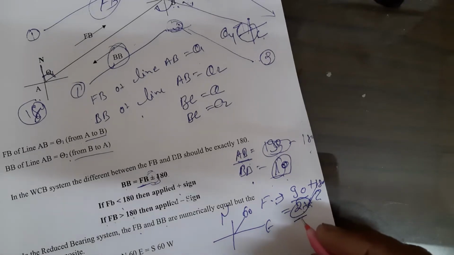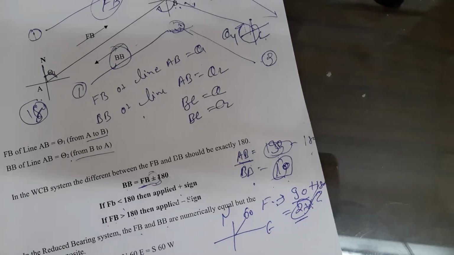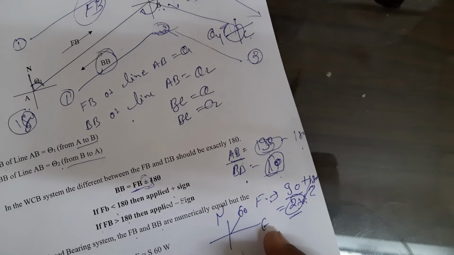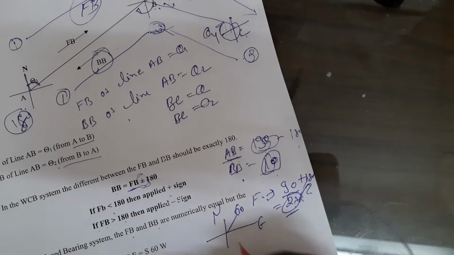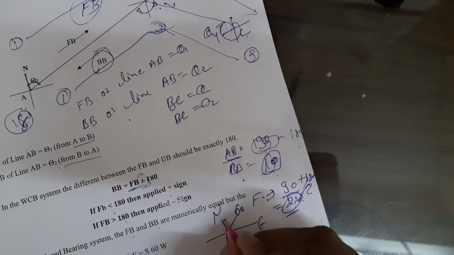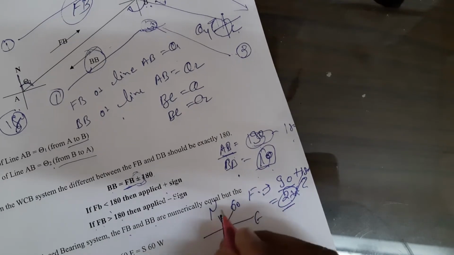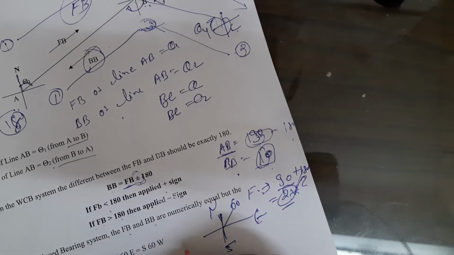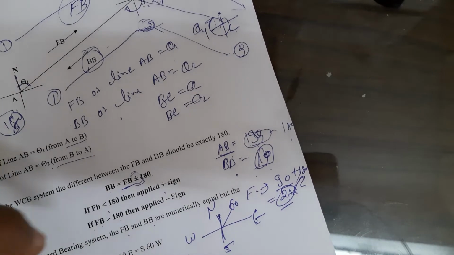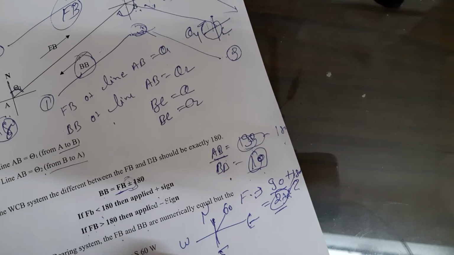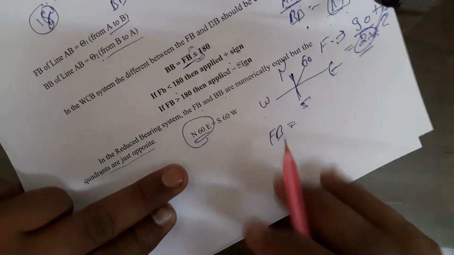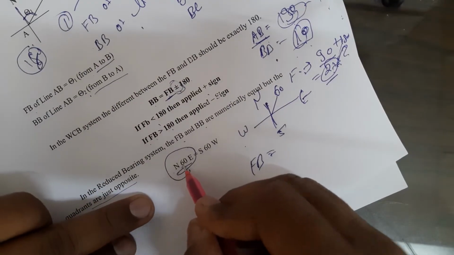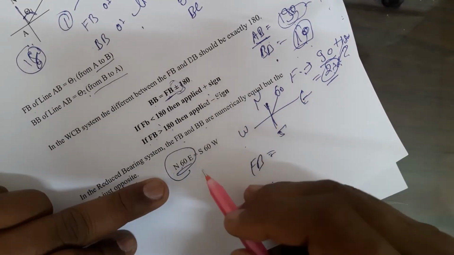So what we do, just change the quadrant to the opposite, which means 180 degrees, it is changed by itself. So just change that opposite direction. North's opposite is south and east's opposite is west. So just put the opposite side, like here north, here north 60 degree east. So what we do, just put the opposite direction.